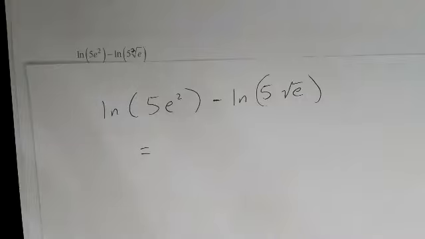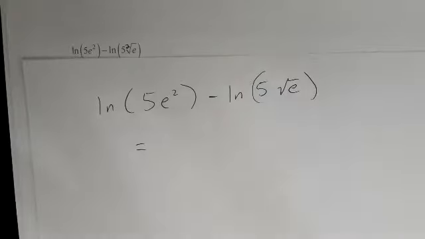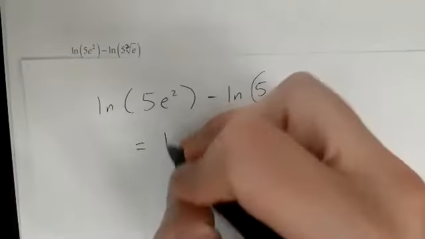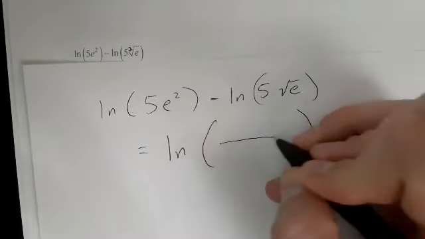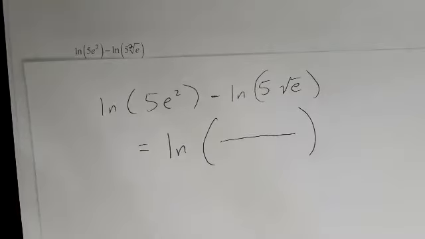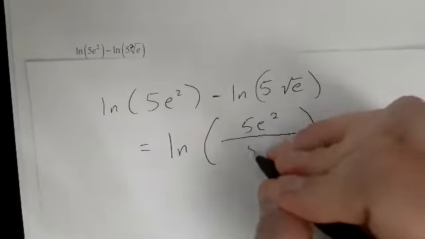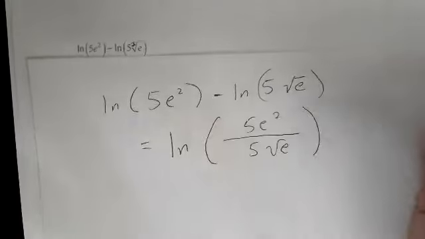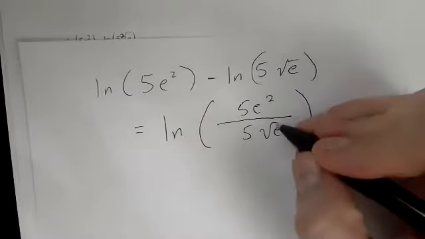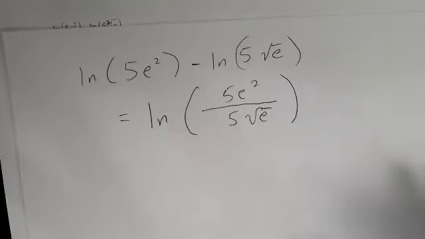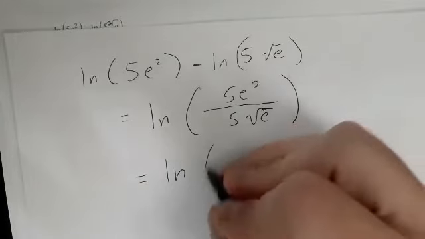But if I want to use my log properties, I see these 2 things subtracting. What is the rule? I want to combine these into 1 log. If things are subtracting on the outside, I have to divide them on the inside. So it's the first thing, 5e squared divided by 5 square root of e. Writing it as a half power will work pretty well.